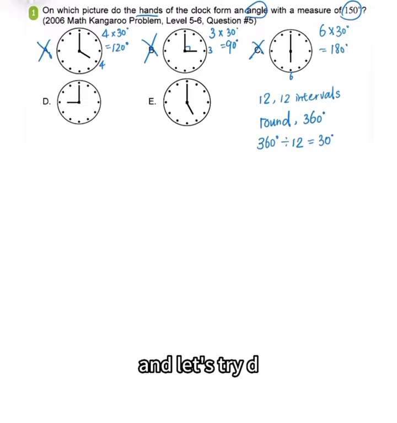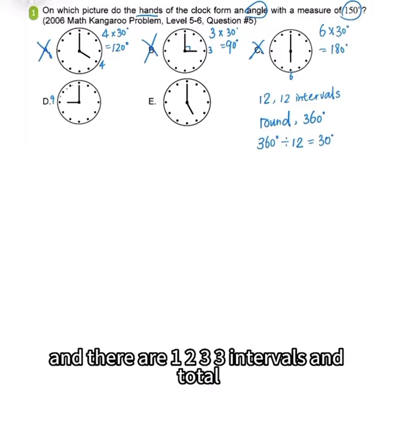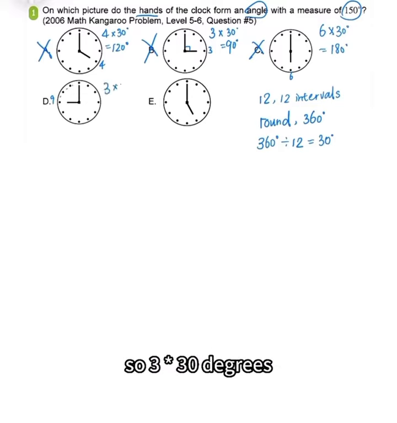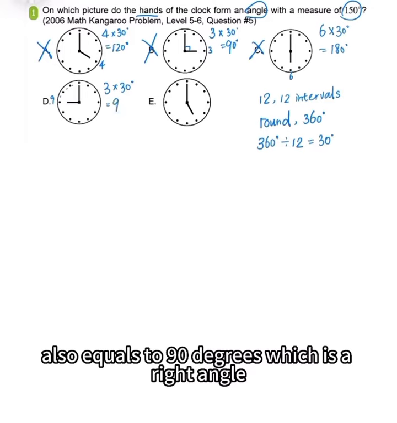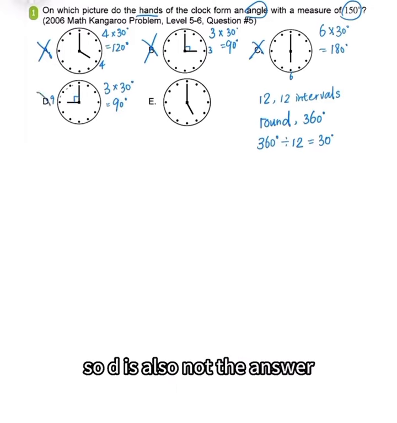Let's try D. D is pointing to 9 o'clock, and there are 3 intervals in total. So 3 times 30 degrees also equals 90 degrees, which is a right angle. So D is also not the answer.